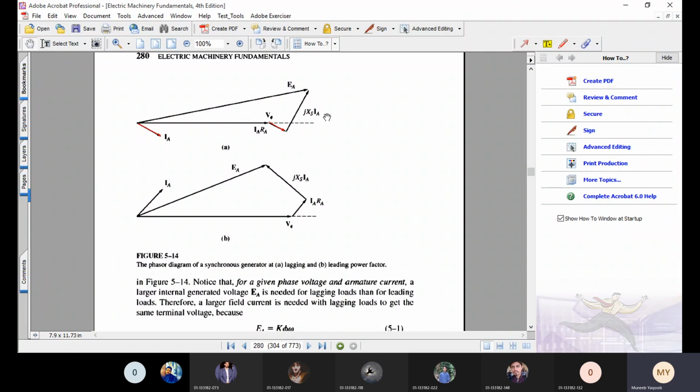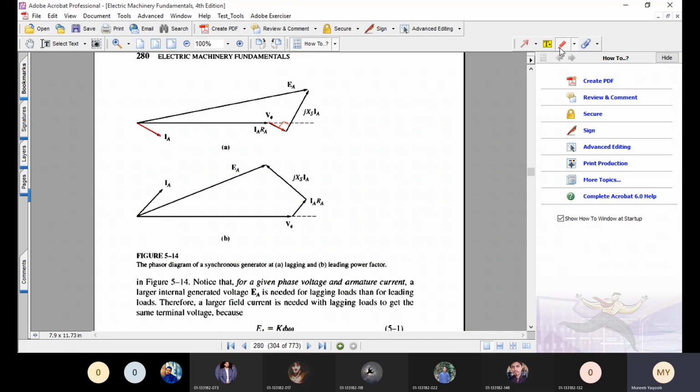Now again, there is a 90-degree angle between IARA and jXS IA due to the same current flowing in the resistor and inductor respectively. And finally again EA is the output or the resultant vector of this phasor diagram. And in this phasor diagram, you can easily conclude that for a lagging load, the internally generated voltage, that is EA, must be higher.